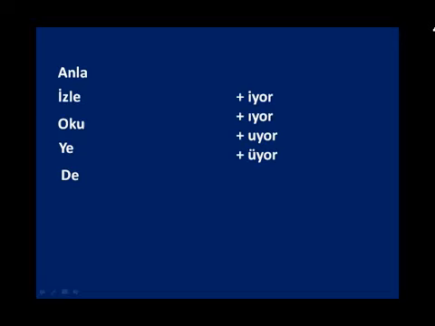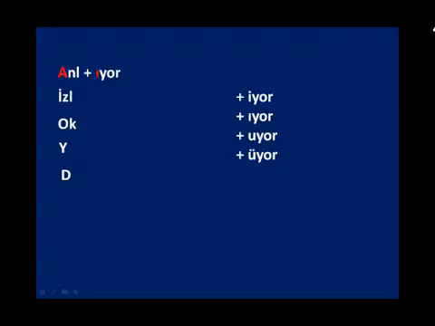As you see, these end in vowels, and the suffix we're going to add, -iyor, -ıyor, -uyor, -üyor, also starts with a vowel. So if you add them directly, there's going to be a vowel clash, and we don't want that. So what we do is erase the final vowels of these roots. When we erase them, we get anl, izl, ok, y, d, right?